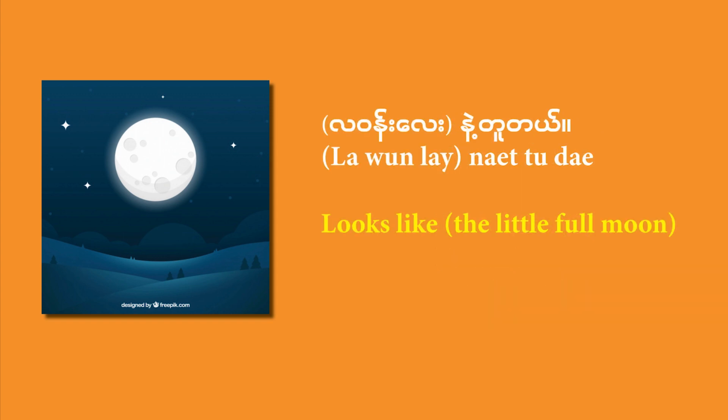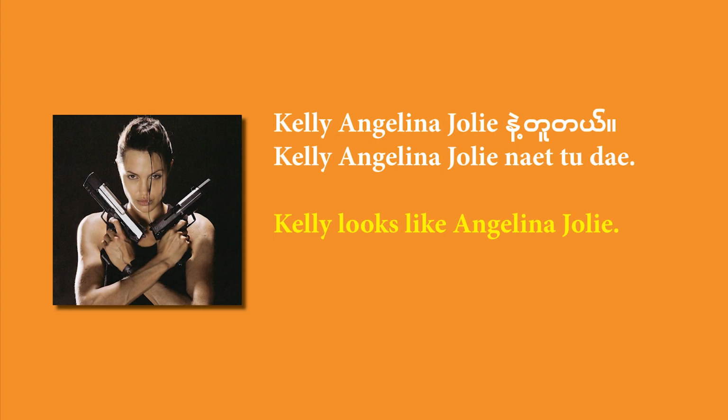For example, if you want to butter up your friend Kelly and tell her that she looks like Angelina Jolie, in a sense, you want to say, Kelly looks like Angelina Jolie. In Burmese, you say, Kelly Angelina Jolie dude. Kelly is your main subject, the person you're talking about. Angelina Jolie dude. That part means looks like Angelina Jolie.